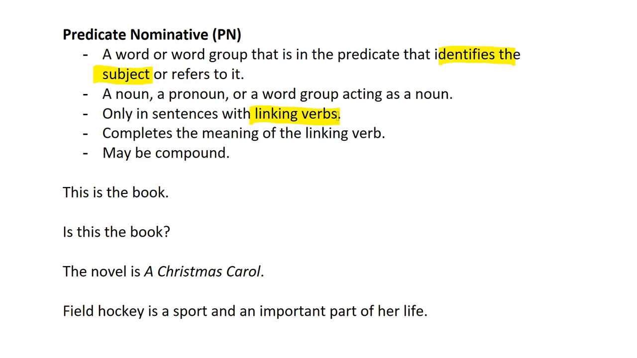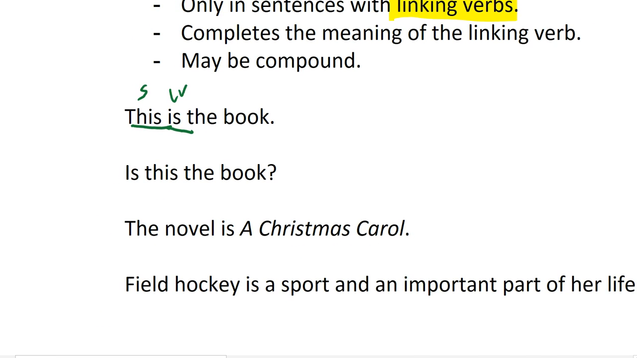So take a look at these four sentences. This is the book. One thing at a time. Subject of this sentence is this. Is your linking verb. And then we have a predicate nominative here, and that is the word book. In these situations, I like looking at the linking verb as an equal sign. That's basically what's happening here. This equals book. So it's very simple to answer the question as to what the predicate nominative is if you just think about what completes the equal sign.